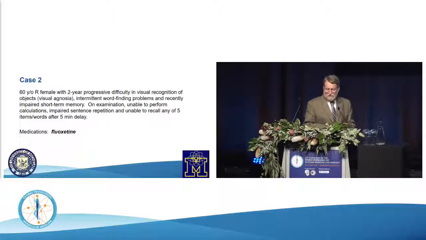Okay, another case. This is a slightly younger, 60-year-old woman who has a couple of years of progressive difficulty with visual recognition of objects. So she sees things, but she has trouble naming them and certainly can't deduce what they might be good for or what they're useful for. She also has intermittent word-finding problems and more recently has developed impaired short-term memory. On examination, she's really more severely affected than the history would lead one to believe. She has acalculia, she can't repeat sentences accurately, and she's unable to perform any delayed recall on the MoCA examination. And she'd been placed on fluoxetine for a depressed mood.